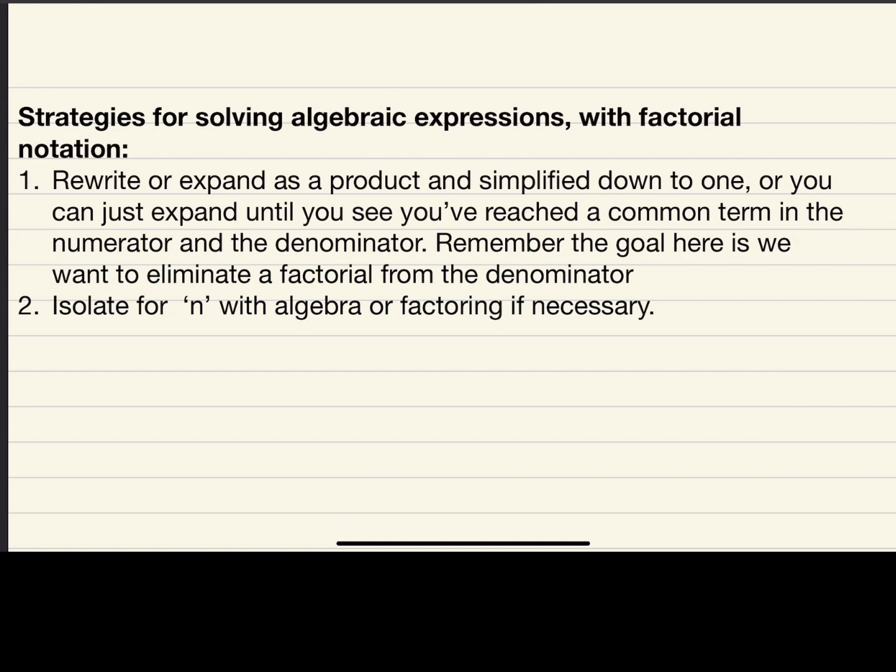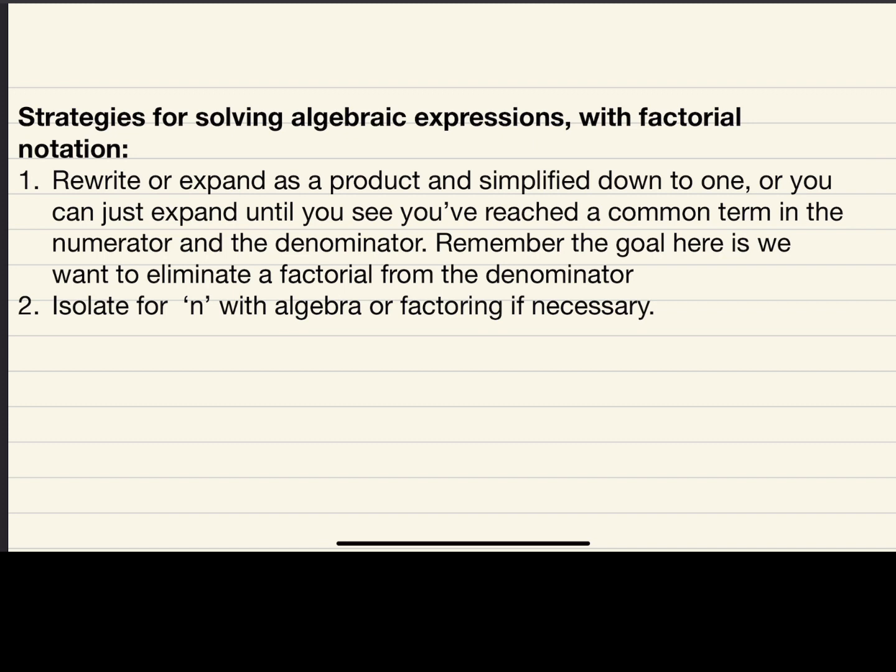So solving algebraic expressions with factorial notations tends to be a little bit more complicated. So here's a recommended strategy. First, I would rewrite or expand as a product and simplify it down to 1. Or you can just simplify until you see that you've reached a common term in the numerator and the denominator. Now, when we're simplifying, remember that the goal is we're trying to eliminate a factorial from the denominator in order to make our isolating of the variables easier.